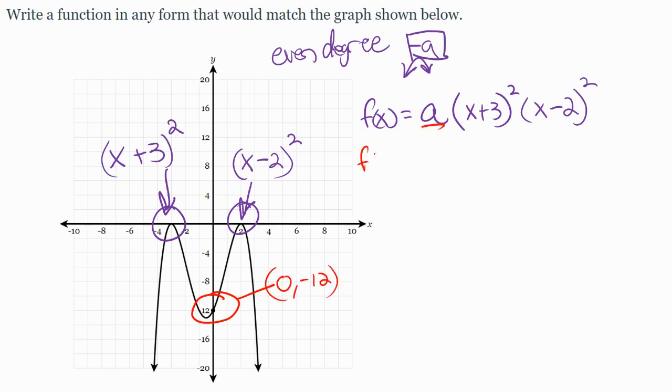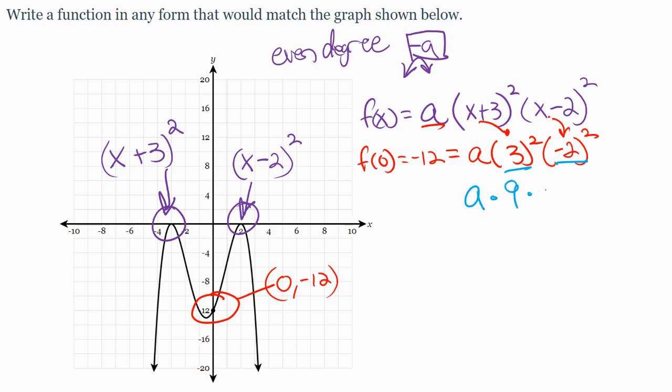So I say f of 0 will produce -12. So that's equal to a times, and you put zeros in for the x's, so it'll be 3 squared, put a 0 here for this one, and that's going to be -2 squared. And then we just have to work out and solve for the a value. So this is going to be 9, that's going to be 4, so it's a times 9 times 4 equals -12.